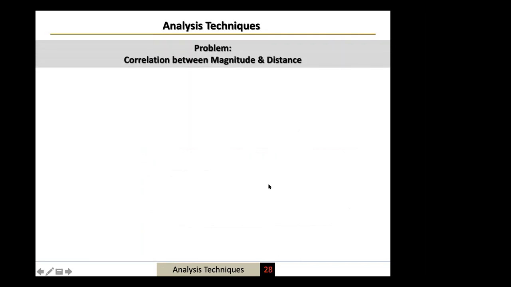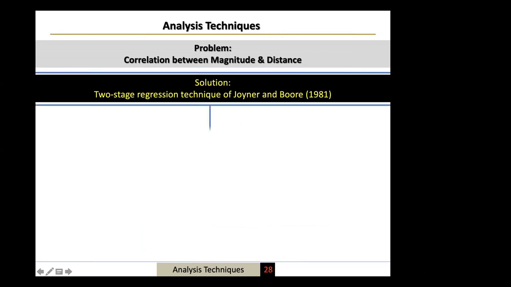So here we take a look at the techniques that have been applied by previous studies, mainly early studies, to solve these problems. The first problem was the presence of correlation between magnitude and distance. The solution for that is to apply a technique introduced by Joyner and Boore in 1981 called two-stage regression.